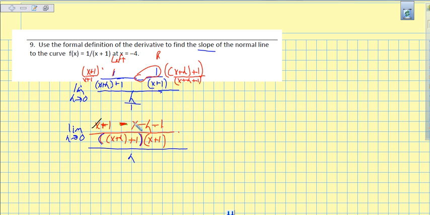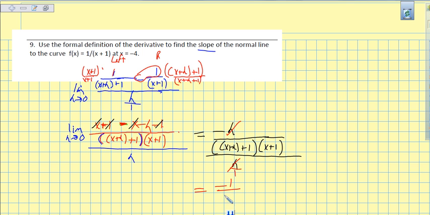We have x minus an x. We have 1 minus a 1. And now we have a negative h over x plus h plus 1 times x plus 1, and that's all over h. So recall that we could multiply this fraction by the reciprocal of the denominator, or if you recall, we worked out that that's just simply canceling out.